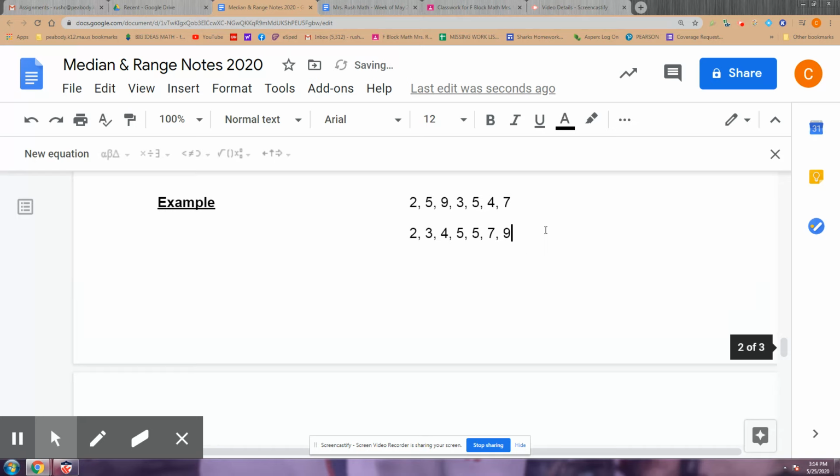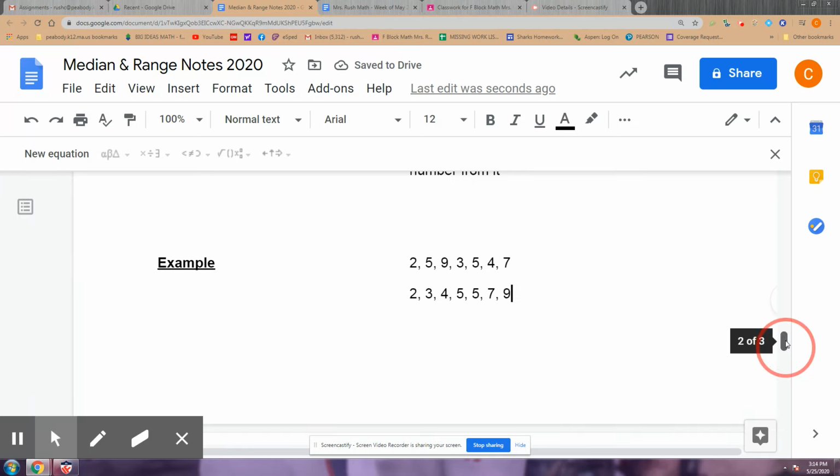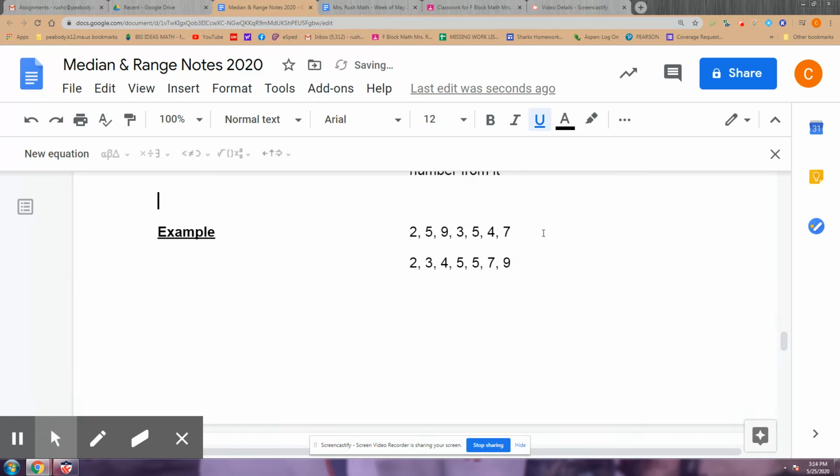Oh, let me come back up here. I'll make some room. We take the biggest number. And as you can see, now that we ordered them, it's easy to find. The biggest number is 9. And we're going to subtract the smallest number from it. The smallest number is right here. It's the 2. So you do the biggest number, 9, or the largest number, minus the smallest number, which is 2, and that gives you the range. The range would be 7. So I would say 7 is the range.